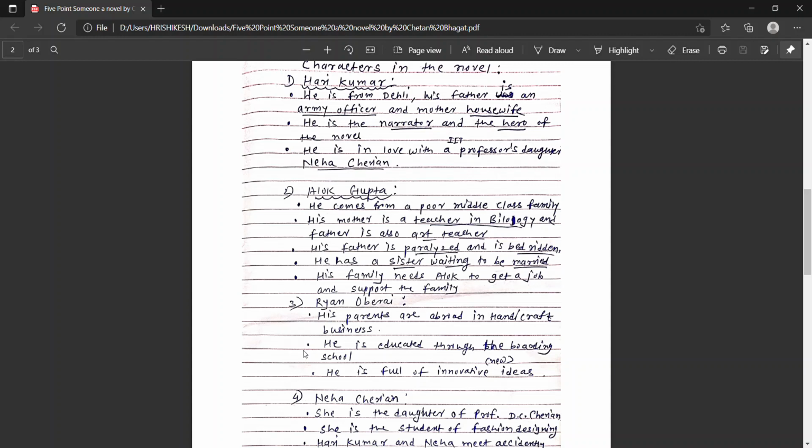So they are businessmen and they are working abroad, and that's why Ryan Oberoi is placed in boarding school. He has to live in boarding school away from his father and mother who are in foreign countries working as businessmen.